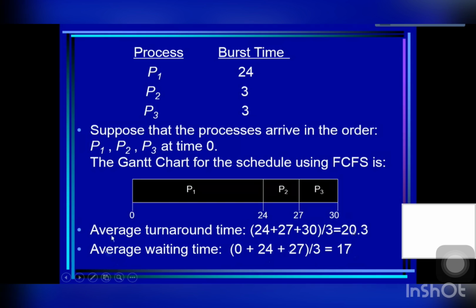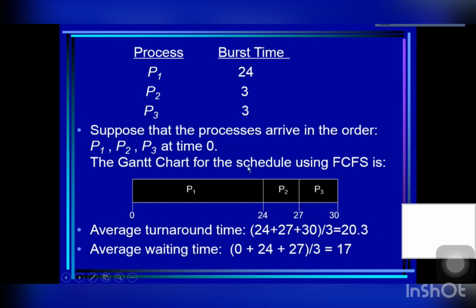Okay, so average turnaround time. What is the turnaround time? We use the finish time minus the arrival time. So for P1, its turnaround time is 24. For P2, its turnaround time is 27 because all processes arrive at time 0. For P3, its turnaround time is 30. Then we add them all together and divide by 3, and we get the average turnaround time.